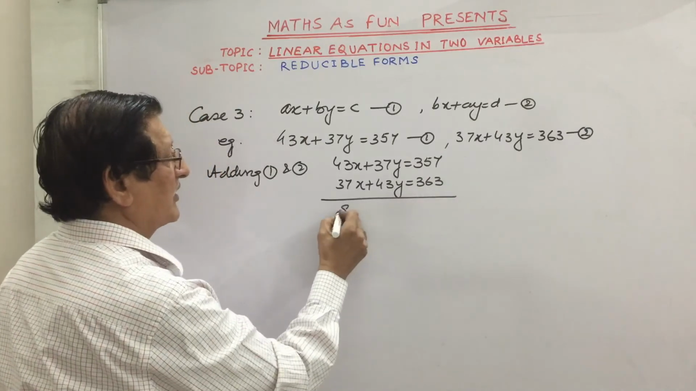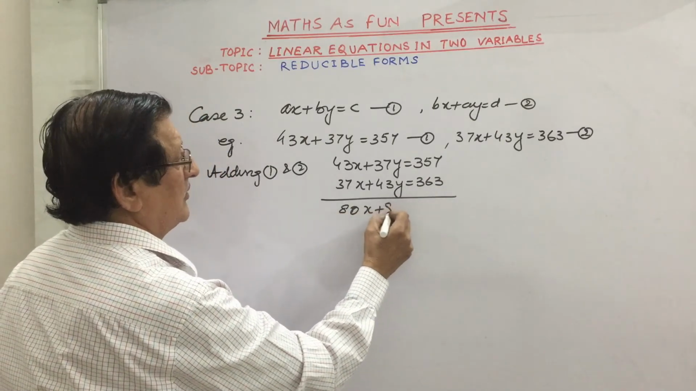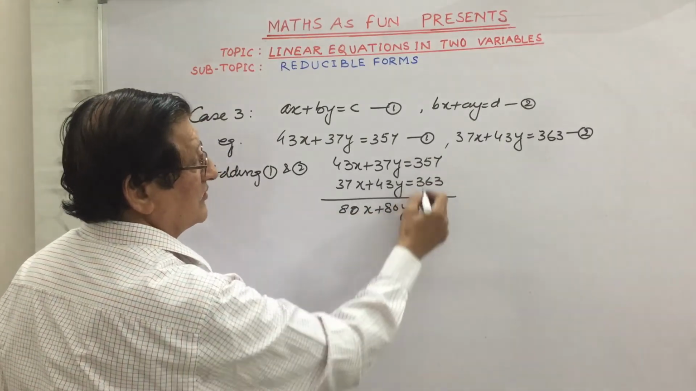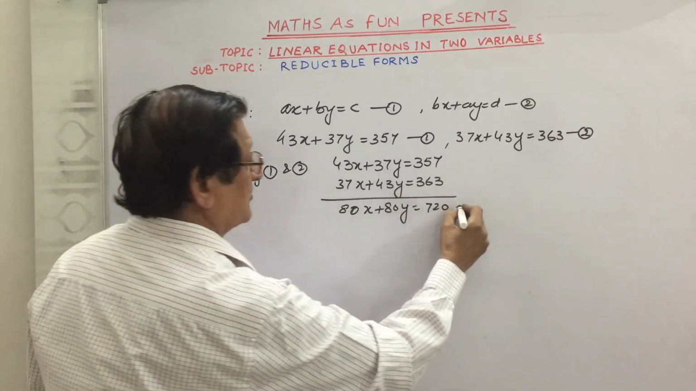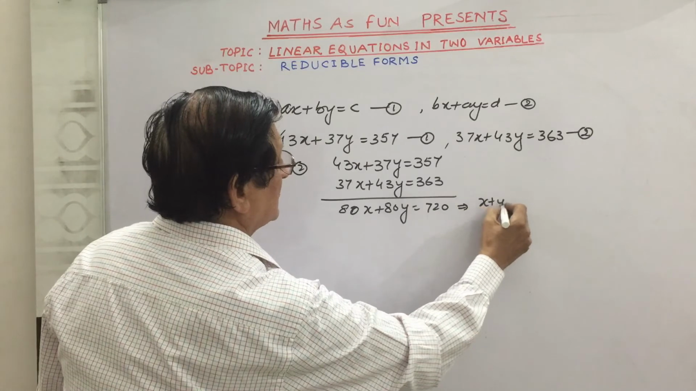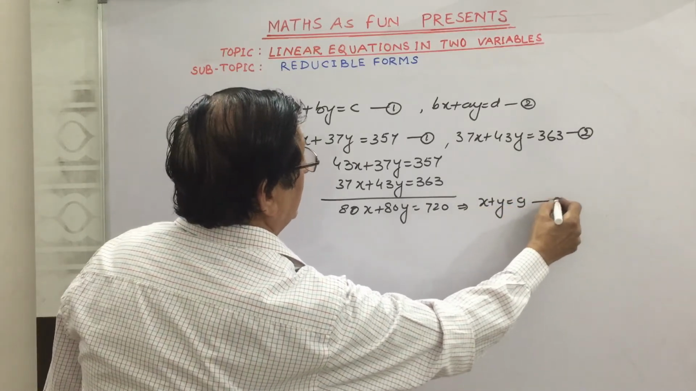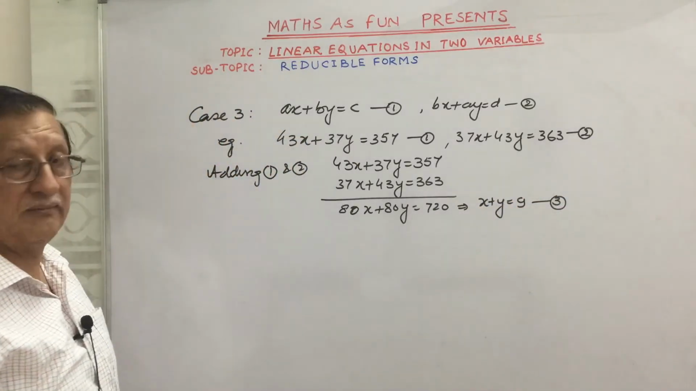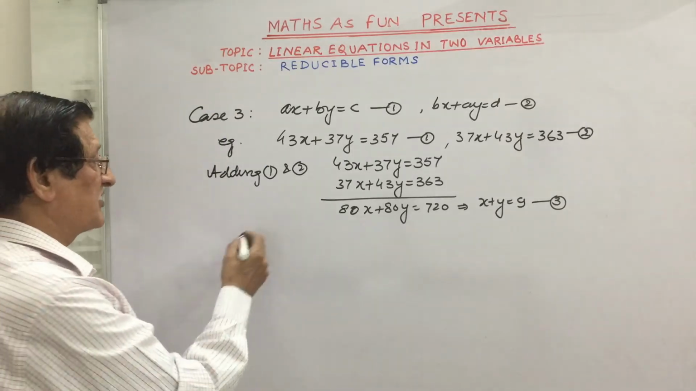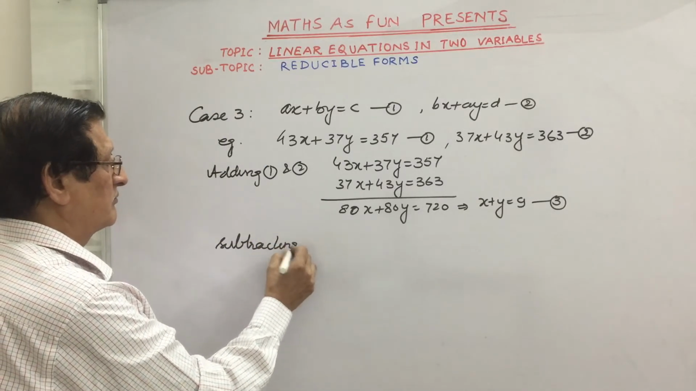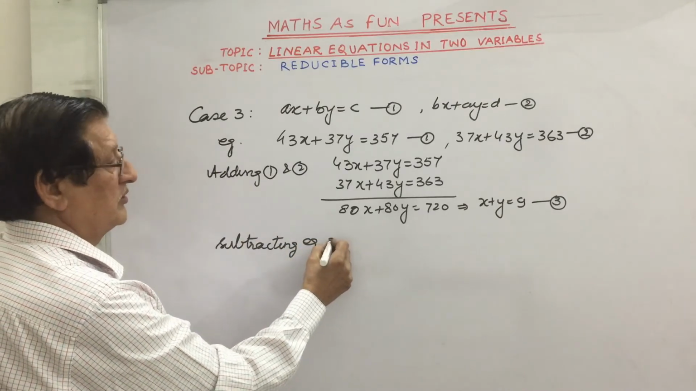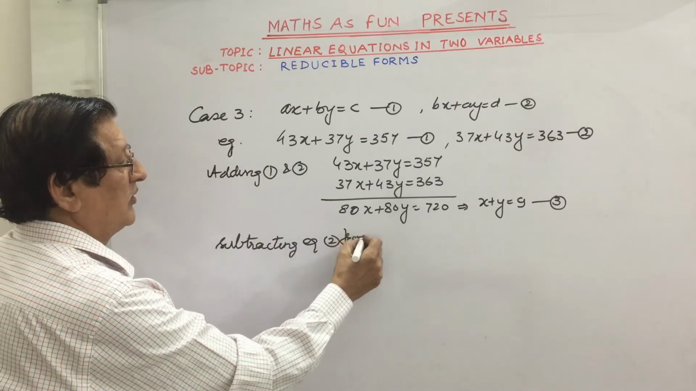When we add them, we are getting 80x plus 80y is equal to 720. If we divide the equation by 80, we are getting x plus y is equal to 9. This we can name as equation number 3. And if we subtract them, the second step I told you, subtracting equation number 2 from 1.